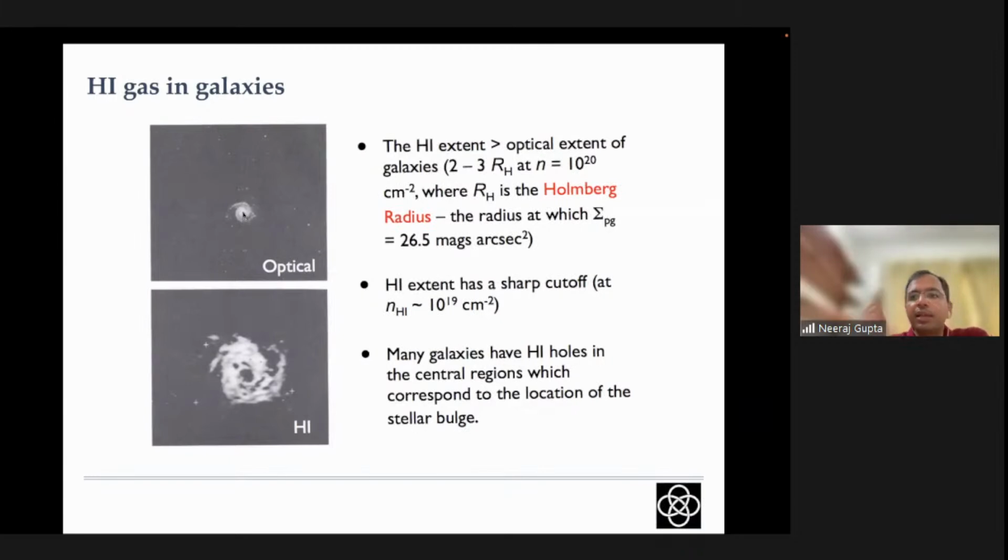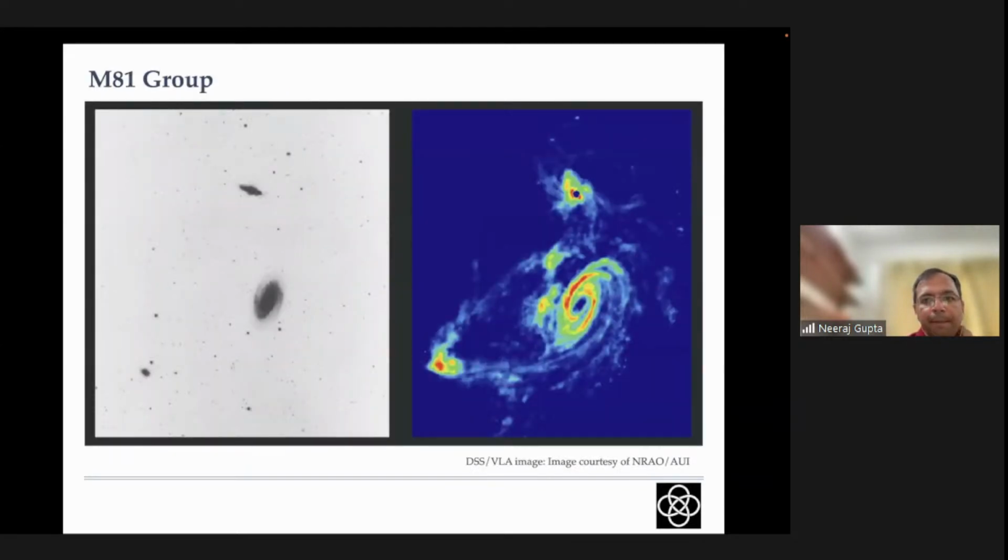And then you can connect this back to what I was mentioning in the earlier part of the talk: it's the molecular gas which is the direct fuel for star formation. So there's a lot of molecular gas present in the central region, so there's a lot more star formation also taking place here. So these are direct connections that we can build between different phases of the ISM and the ongoing star formation in the galaxy.